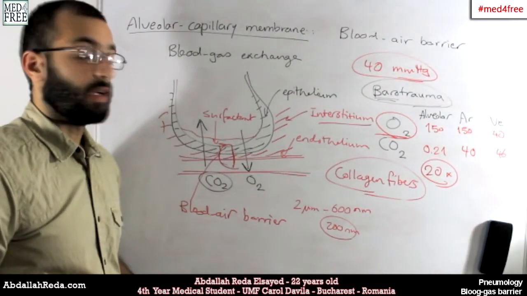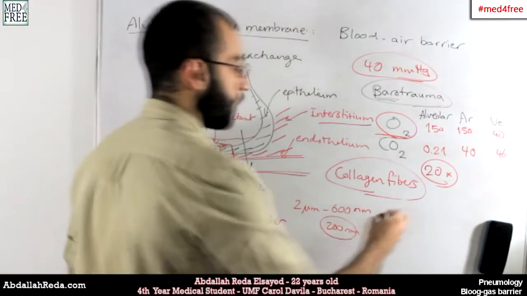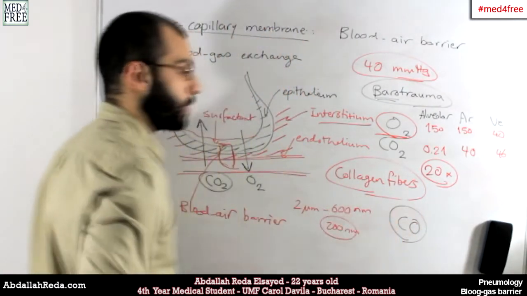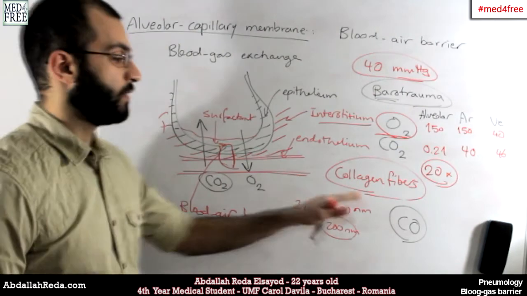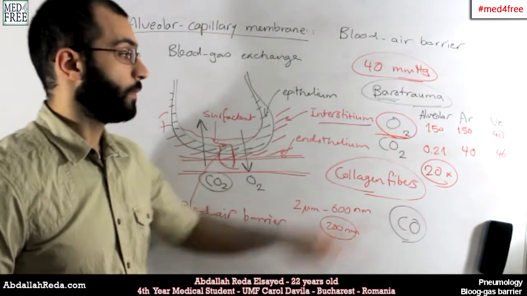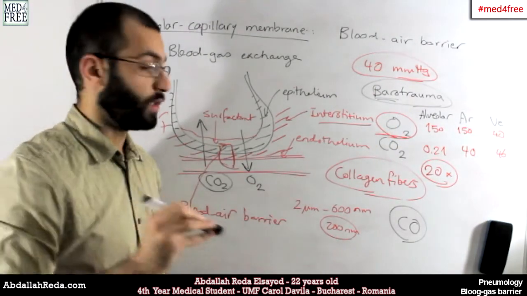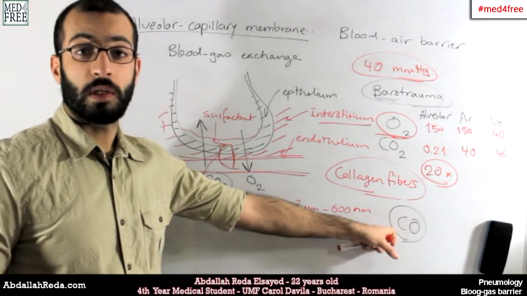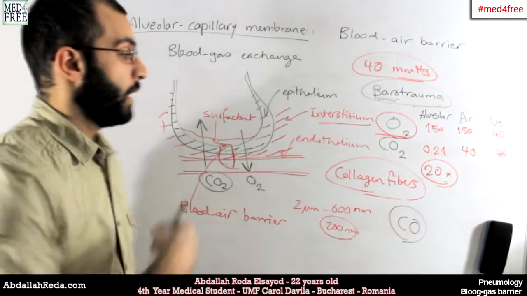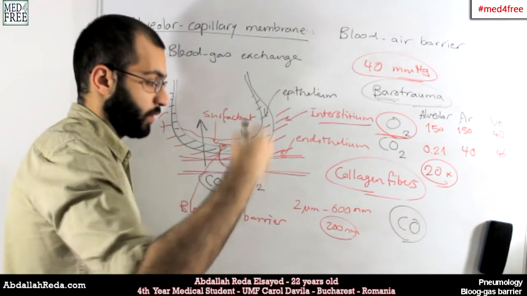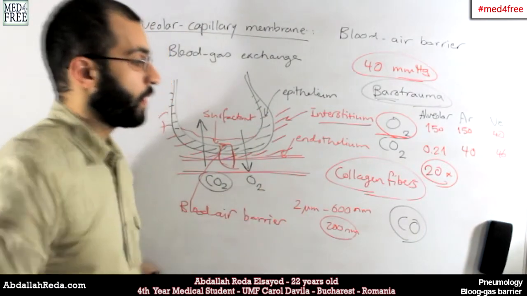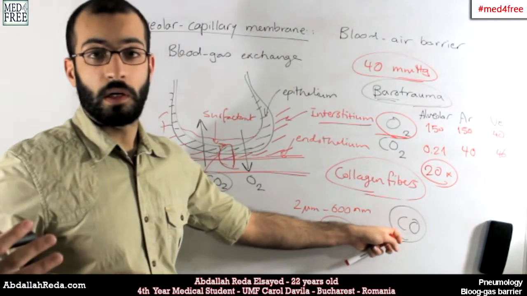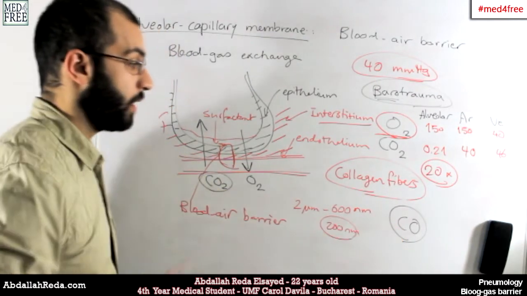Another very important thing that we need to know is that carbon monoxide, not dioxide, carbon monoxide, is as diffusible as oxygen. It has the same diffusion ratio, which is very dangerous because carbon monoxide is a poisonous gas and it can be found in car exhaust, smoke, and so on. This has very serious health complications.